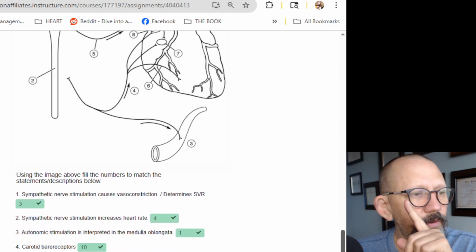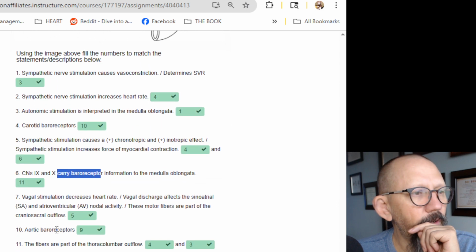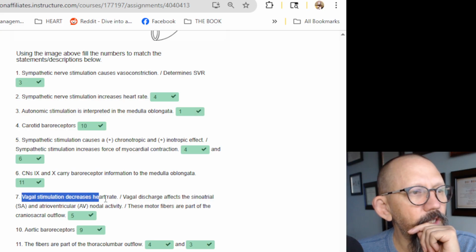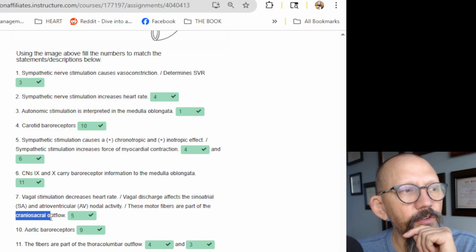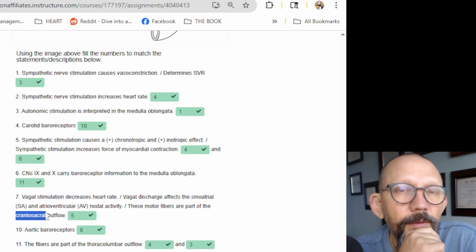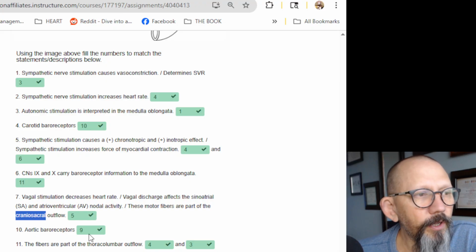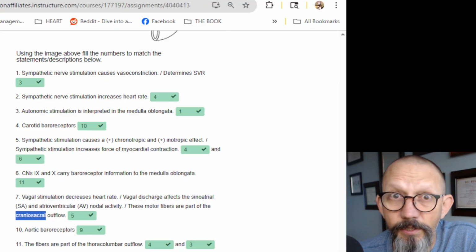Watch. I'm going to go down here to that one. Okay. Down here, vagal stimulation decreases the heart rate. Cranial sacral flow. So this could also get you messed up. It kind of messed me up because there was nothing from the sacrum. It didn't talk about the sacrum in there, but the sacrum's so far from the heart again, it's not going to matter. Aortic baroreceptors. It tells you where it is.